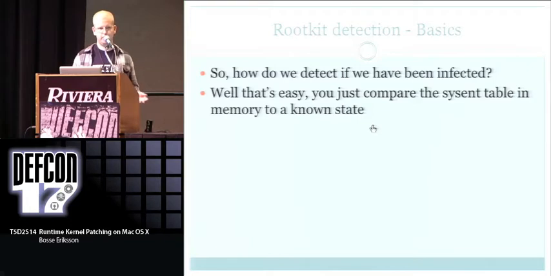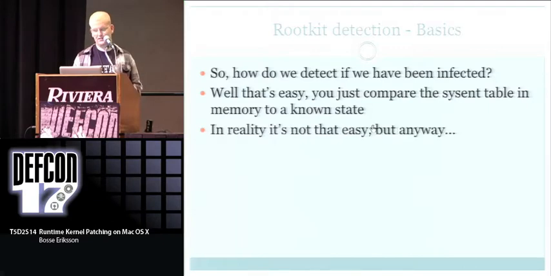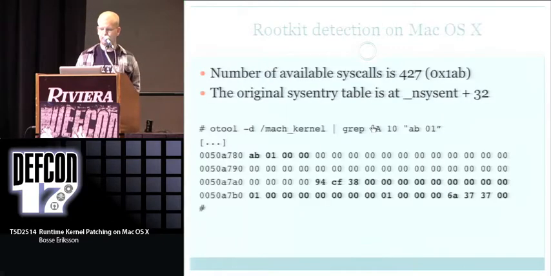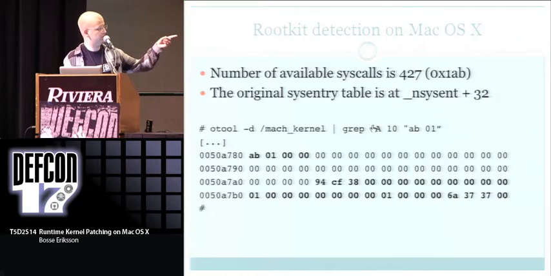But I'm going to show you it anyway because it works. But any serious attacker would not make this work. So yeah, it's not that easy. But remember, the number of system calls available is 427, and that was 0x1AB in hex. And the original sysentry table is at number of sysentries plus 32. So we can look at the mock kernel image, and you see I have a highlight there. We have the number of sysentries, and 32 bytes ahead we have the start of the sysentry table.